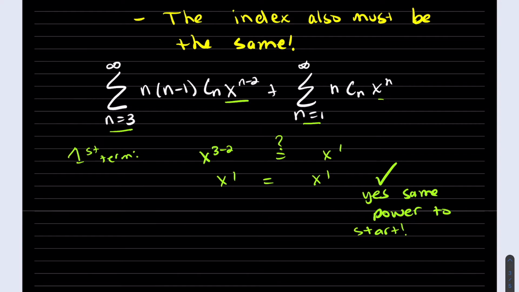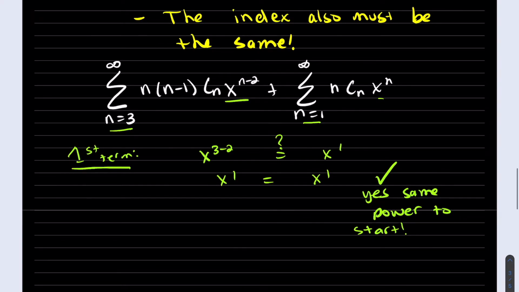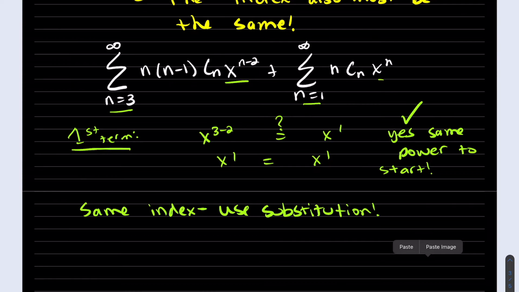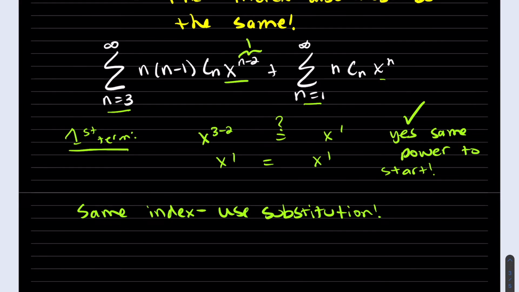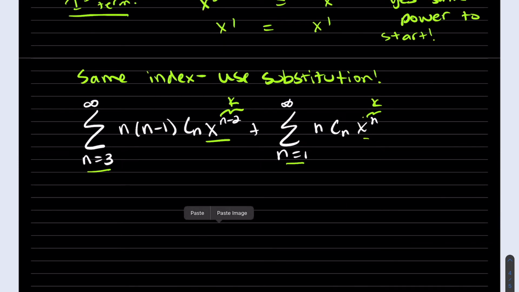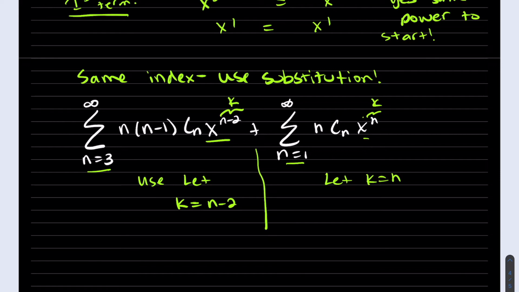So what's not the same are their indexes, okay? We are going to have to use substitution. Again, if we can get them to look like the same power, then it's going to have the same index. So what we're going to do is I want both of these to be the k power. So on this one, we're going to use the substitution. We're going to let k equal n minus 2. This is separately. And over here, we'll let k equal n. Okay? So we're just going to change them both to k's.